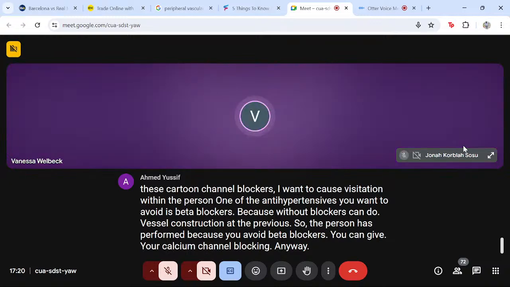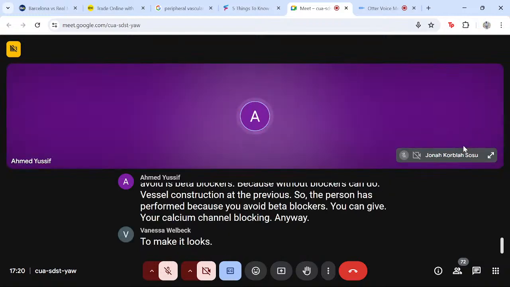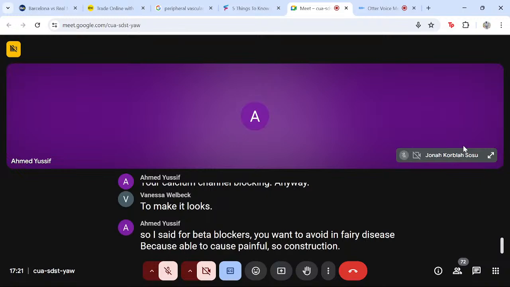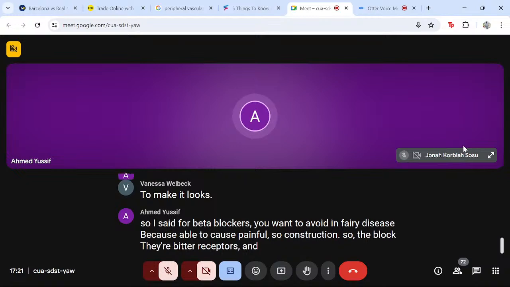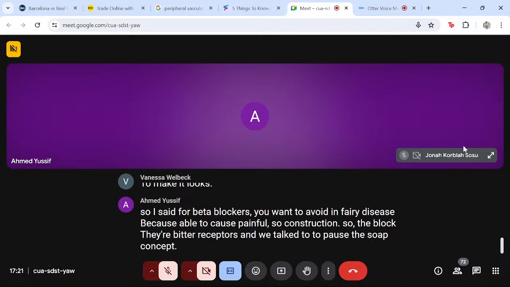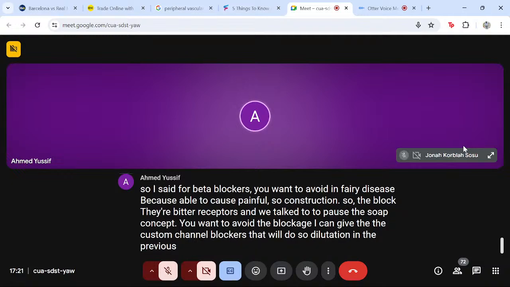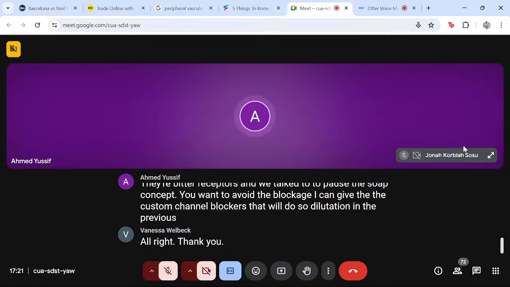So, sir, please can you come again with the beta blockers? So I said for beta blockers, you want to avoid in peripheral artery disease because they're able to cause peripheral vasoconstriction. So they block the beta receptors at the periphery, the beta 2, to cause vasoconstriction. You want to avoid beta blockers. You can give your calcium channel blockers that will do vasodilatation in the peripheries. All right, thank you. Any other questions?